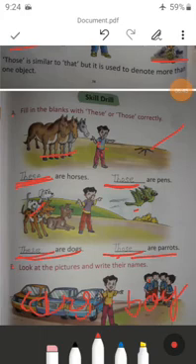Okay. This type of homework I will give you in your English textbook. You have to do this in your English textbook correctly with the help of your parents. If you have any doubt, you can call us.